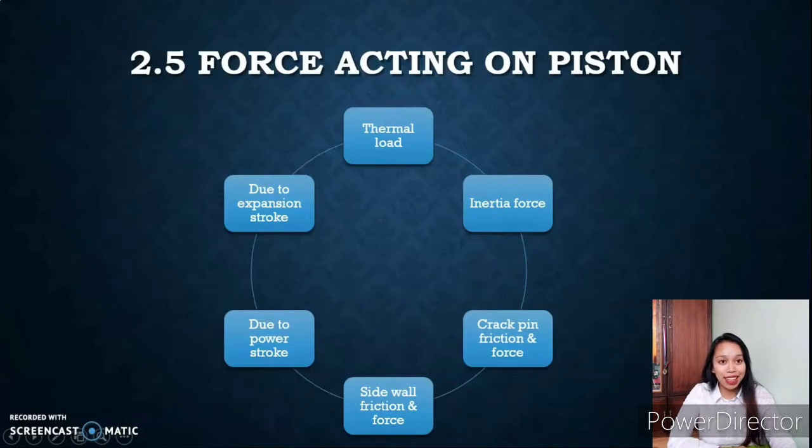2.5 Force acting on piston. There are six forces acting on a piston. The first one is thermal load. Second is the inertia force. Third is crank pin friction and forces. Fourth is sidewall friction and force. Fifth is due to power stroke. And lastly is due to expansion stroke.